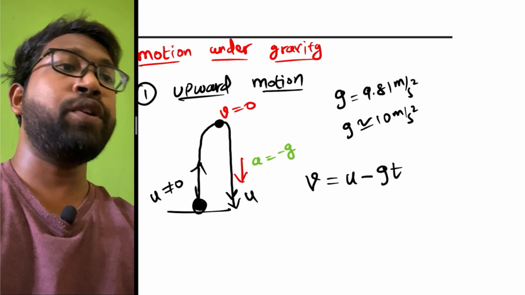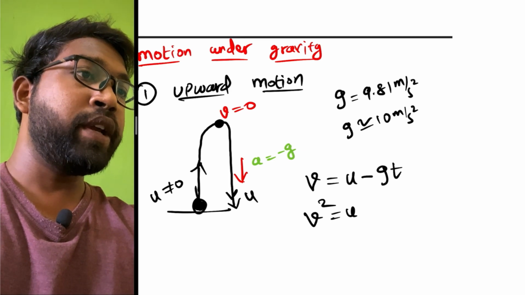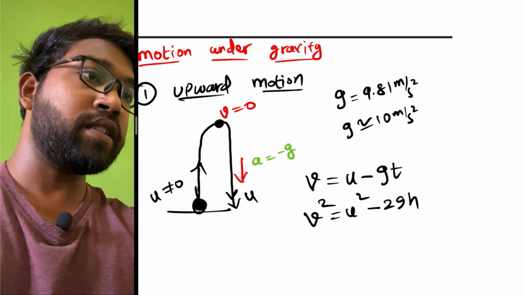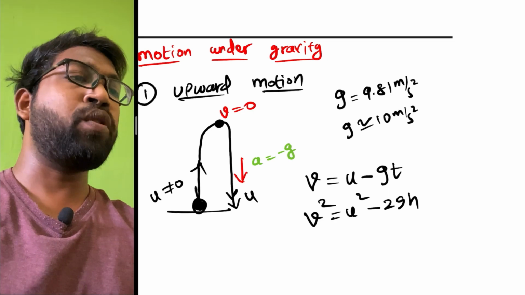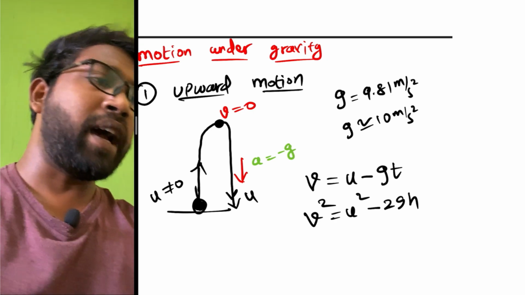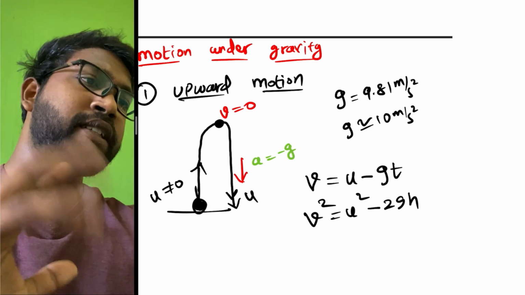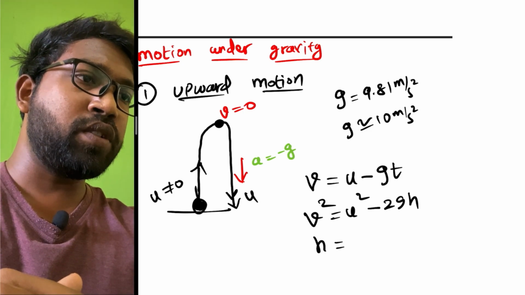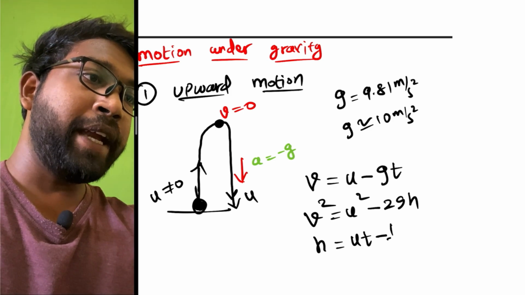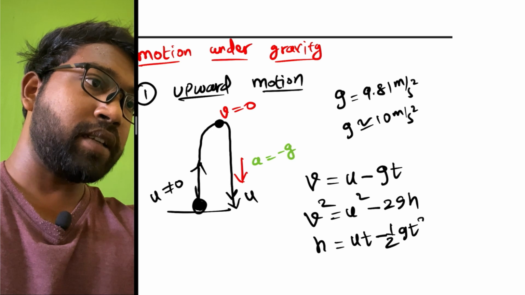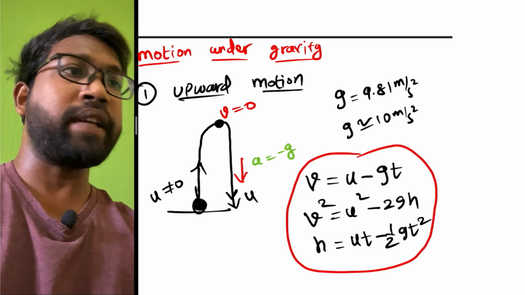This is our new equation. The second equation we are going to modify is v square equal to u square minus 2gh. Okay, why am I putting h? Because we are dealing with height, so we are replacing the displacement with height. Nothing more than that, okay? Very simple. The third equation becomes h equal to ut plus half at square; it will become 1 by 2 gt square. So these are our new equations for this kind of motion.